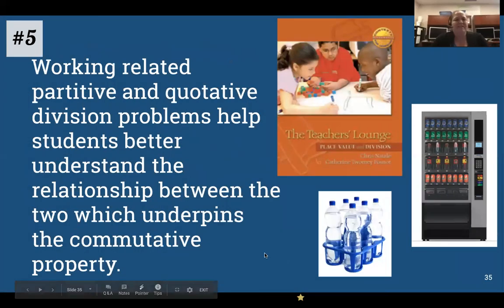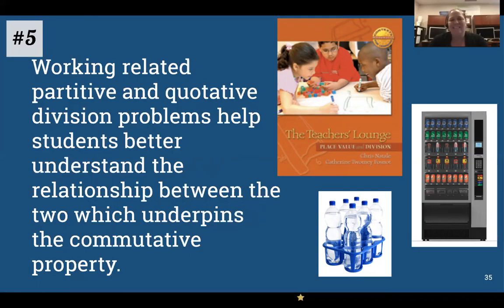And number 5, working both partitive and quotative division problems helps students better understand the relationship between the two. That relationship underpins the commutative property, which will really help them out in the long run as they develop multiplicative thinking, really knowing how those two different forms of multiplication are related and how you can move between the two.